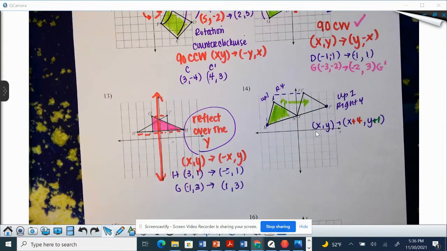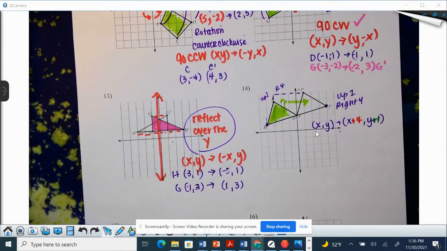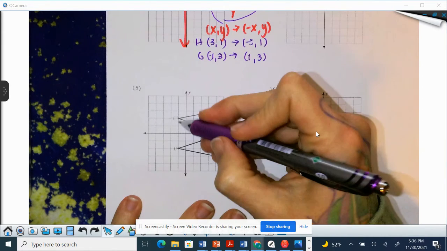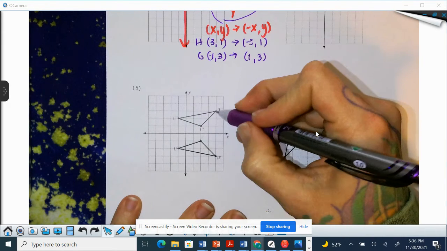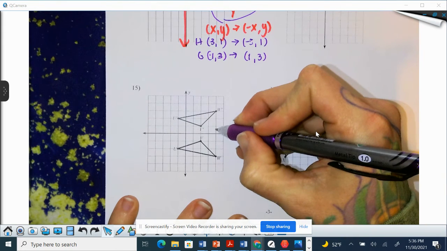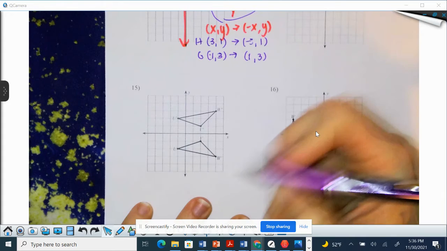2 more, we're almost there. Hopefully you're seeing some patterns on all these. So number 15. U to U, V to V, W to W. But as far as translation, W went up 1, 2, 3, 4, 5, 6, and V only went up 2. So translation's off the table.